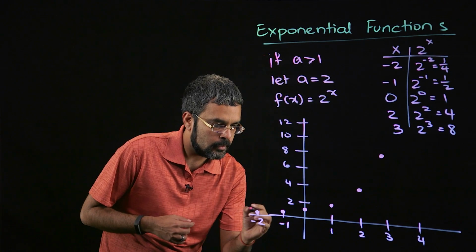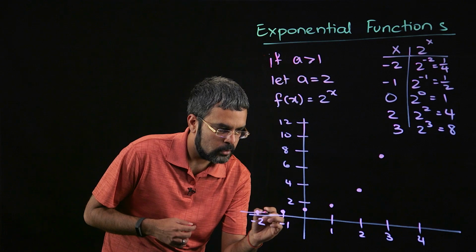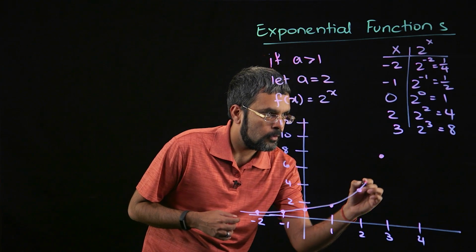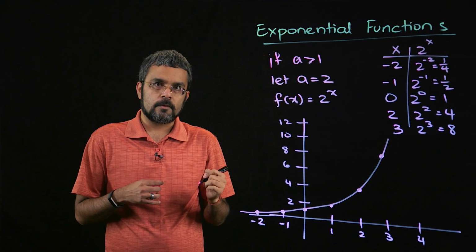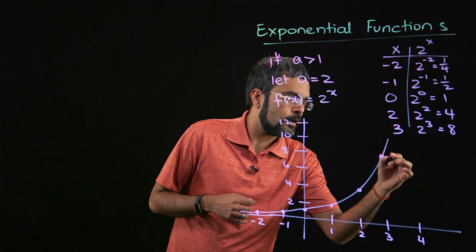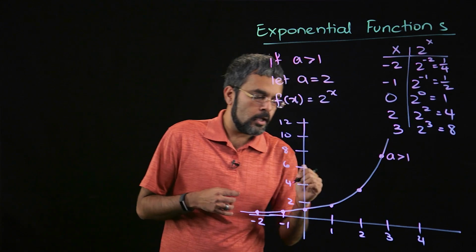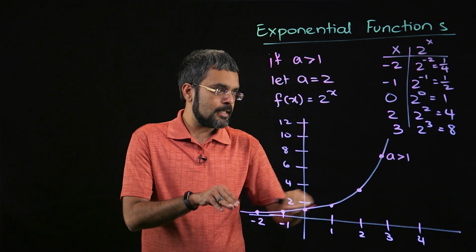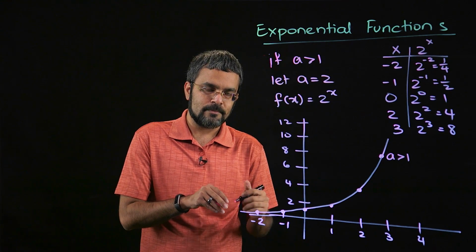And so now if I join that by a smooth curve, that's what the graph of an exponential function looks like. And this is for the function where a is greater than 1. So as a is greater than 1, we see that this is an increasing function.